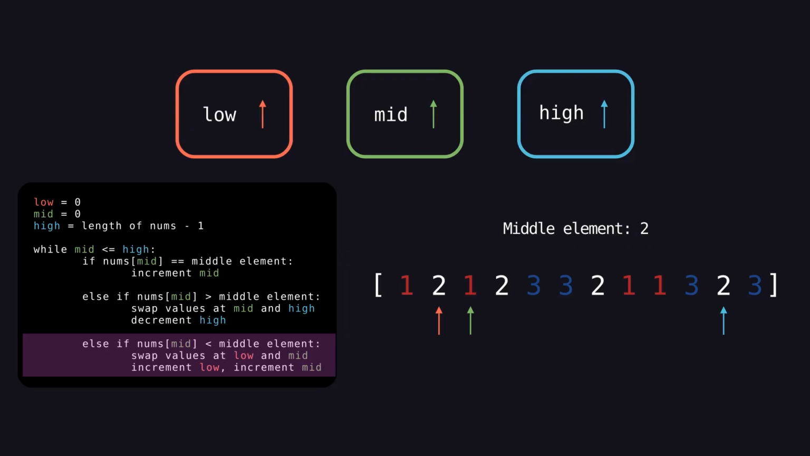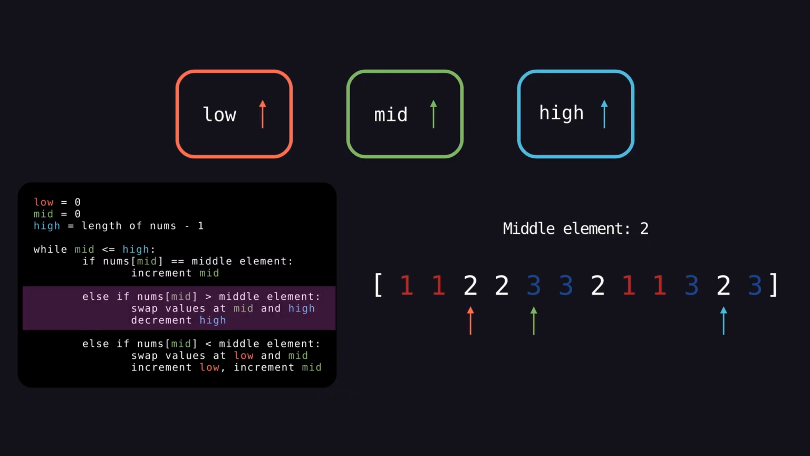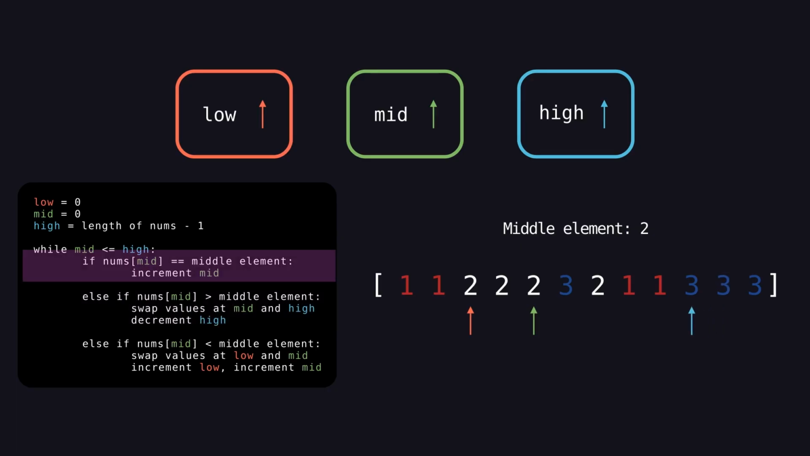Mid is pointing to 1, which is less than the middle element, so we swap the elements at low and mid, then we increment both pointers. Now mid is pointing to 2, which is equal to the middle element, so we don't need to swap anything here, and we just increment mid. Now mid is pointing to 3, which is greater than the middle element, so we swap the elements at mid and high, then we decrement the high pointer. Mid is pointing to the middle element, so increment it.